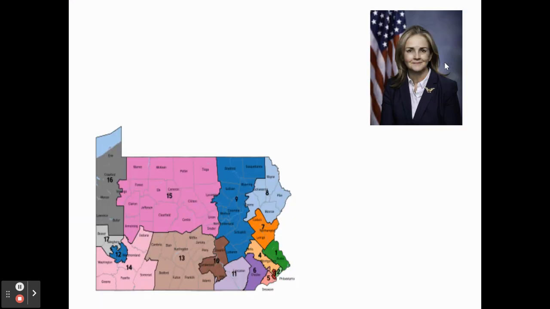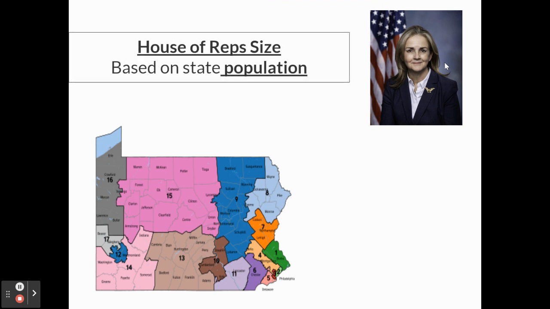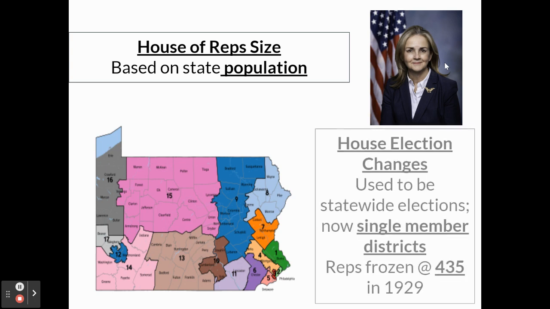All right. The House elections are a little bit different. With the House elections, the number of reps is based on the population size of your state. States with bigger populations have more representatives in the House of Representatives. Our representative is Madeline Dean. There's some changes with the House elections too.